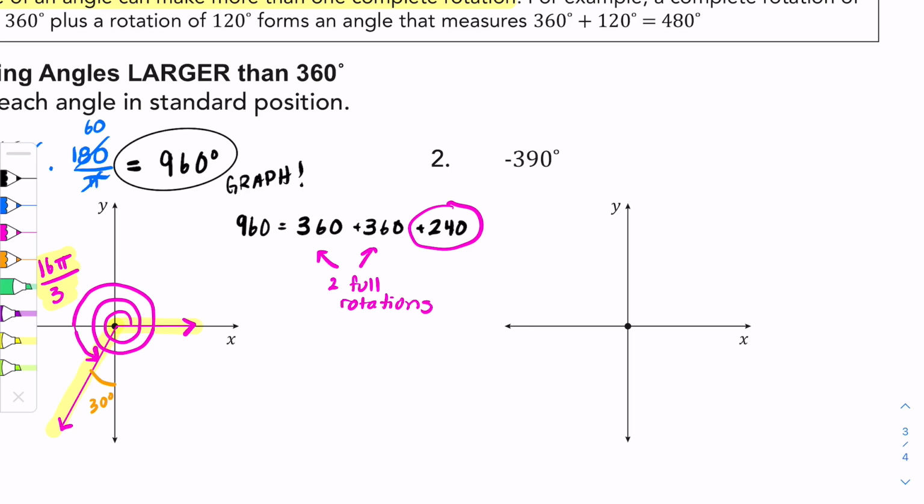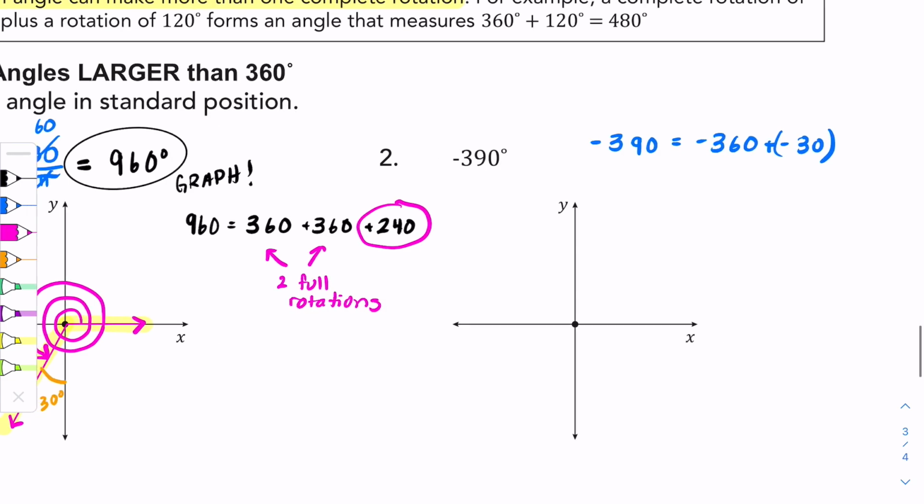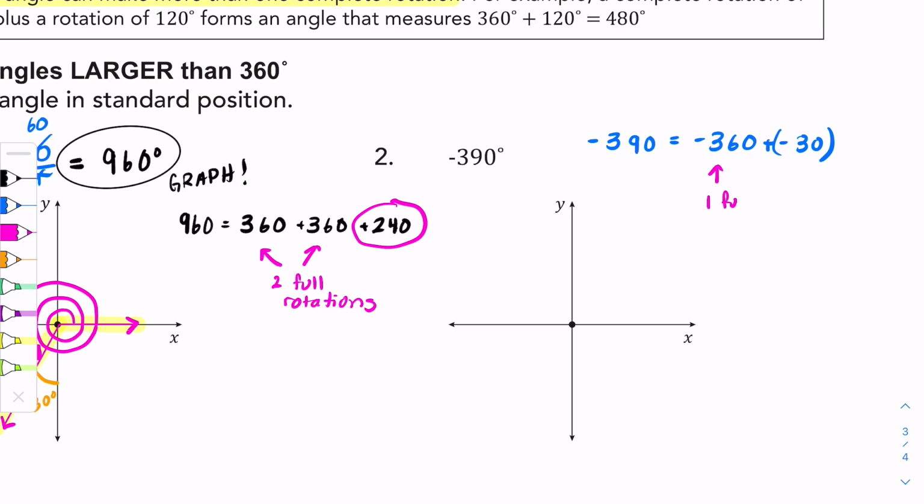Number 2 is negative 390. We don't need to convert that to anything, but I do know that negative 390 is the same thing as negative 360 plus negative 30. So we have 1 full rotation, and then I graph the angle in the same location as negative 30. Here's my initial side. I move in the negative direction, so 1 full rotation, and then just 30 degrees past that.